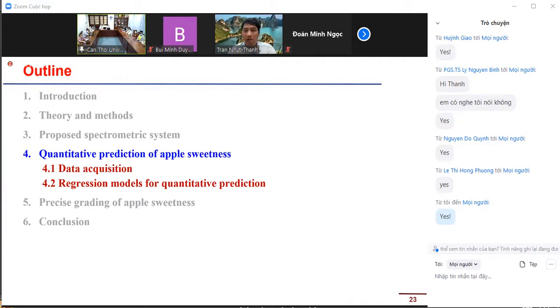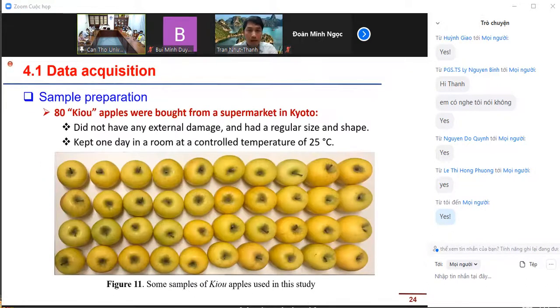Next, I will show a way to build an optimal regression model for quantitatively predicting the sweetness of apple. In this study, 80 apples were used, and they were bought at a local supermarket in Kyoto, Japan. They were chosen carefully to ensure that they didn't have any external damage, and they had a regular size and shape. After that, they were kept 1 day in a room with a temperature of 25 degrees before performing the experiment.